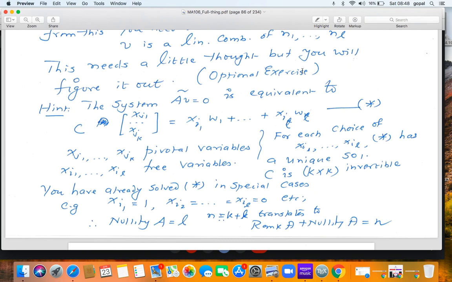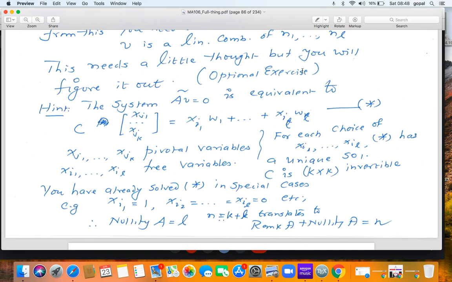A tilde has the last n minus k rows as 0. You have performed row operations. It's in row echelon form. And then there are the free variables in positions I1, I2, ..., IL. The non-pivotal columns correspond to the free variables, and those free variables I'm going to push to the right hand side.